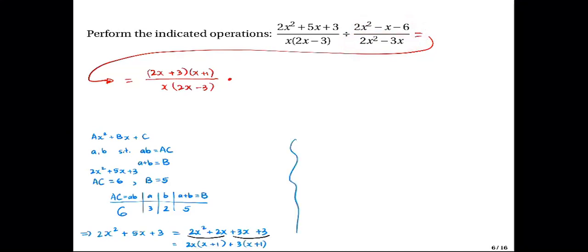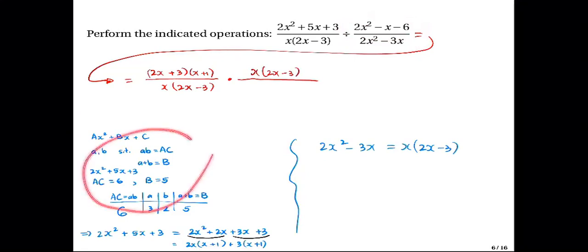Okay, so 2x squared minus 3x, we can easily factor out x. So we will have x times 2x minus 3. And then for the last one here, we can use the same factoring method as in this one here. Okay, so let's just write that.